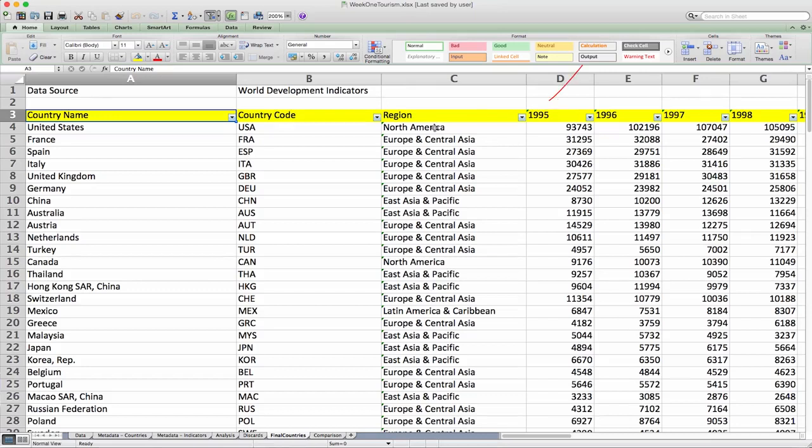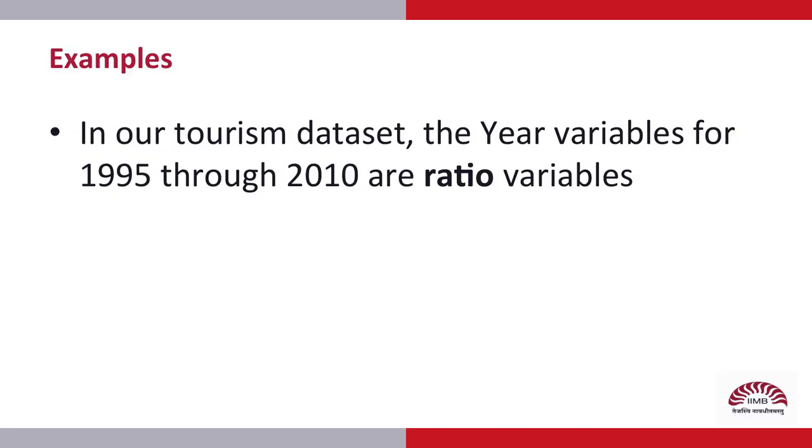Our tourism receipts for every year in our data set are a classic example. Looking at the top two countries, the foreign tourism receipts for 1995 was about $93 billion for the United States and about $31 billion for France. That's like 3:1. You're right. That's a ratio, and it means something in our context, right? Such variables are deemed ratio variables.